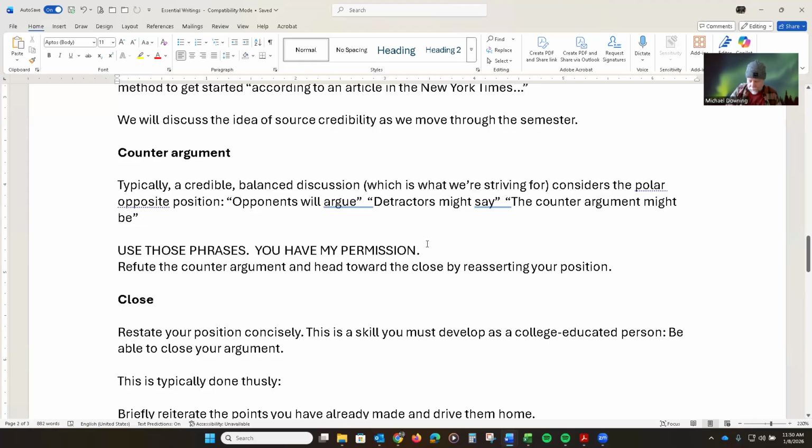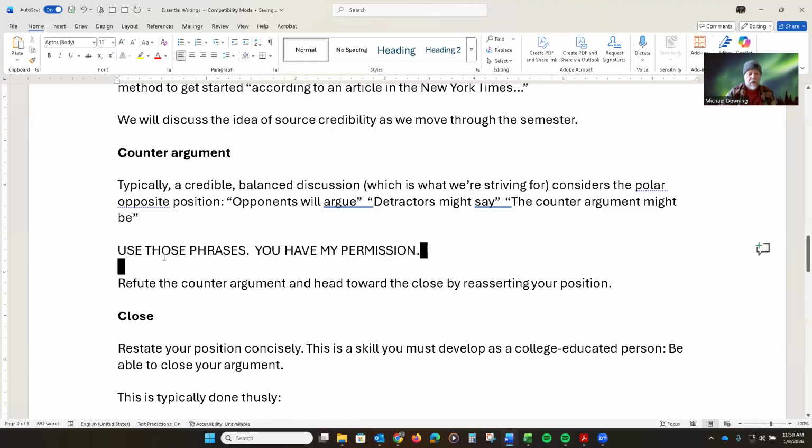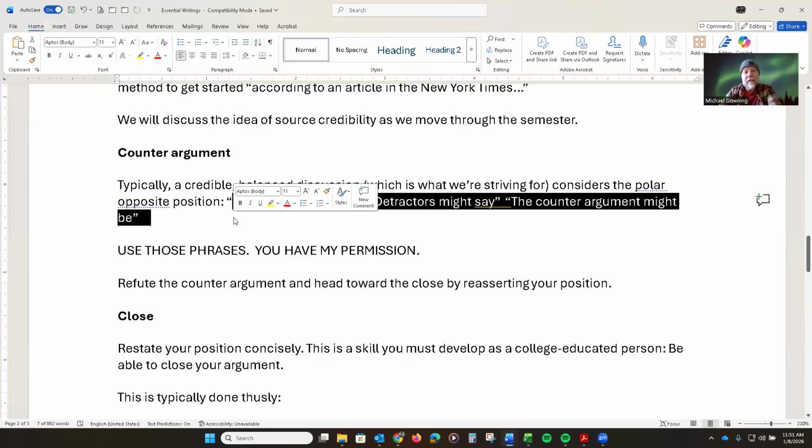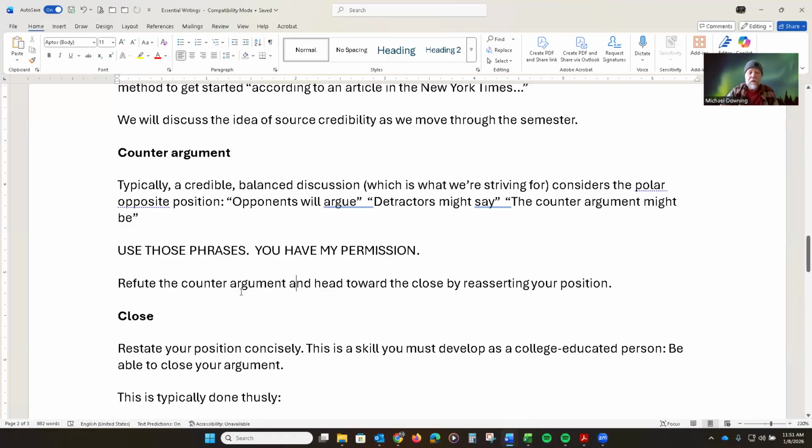Let me see what I have here now. Use those phrases. You have my permission. When I teach you, when I give you a way to introduce material like the according to method, use it. Don't try to come up with something new and creative. Use it. It's not plagiarism. I'm giving you my permission. And this is not like my own personal research. These are just techniques. These are just notes that you're playing on your horn or your saxophone, right? Okay. So use these. Opponents will argue, detractors might say. I want to see these in your writing. Then you refute the counter argument and head toward the close. So I'll give you more on this in a moment.